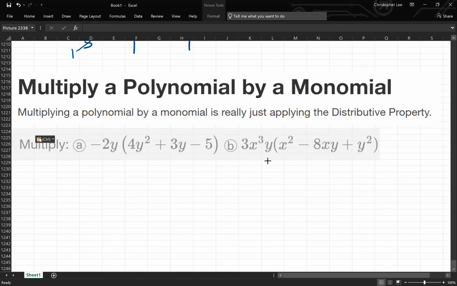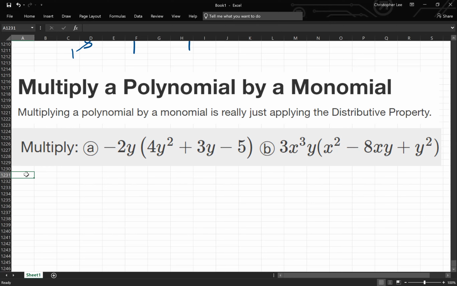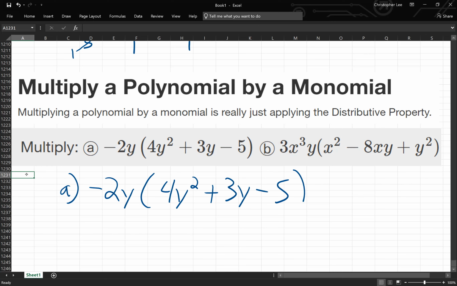All right? So for A, all right? -2y times 4y squared plus 3y minus 5, right? What am I gonna do with that? Distribute it. That's it. Distribute, distribute, distribute. That's the end of the whole problem. -2y times 4y squared becomes what? To the 3rd. Very good.